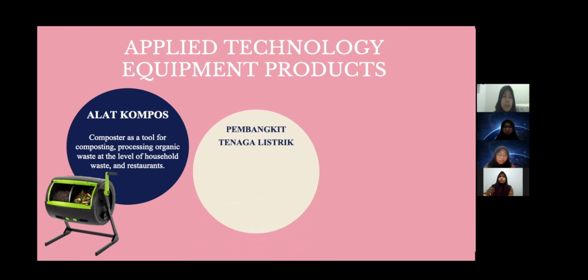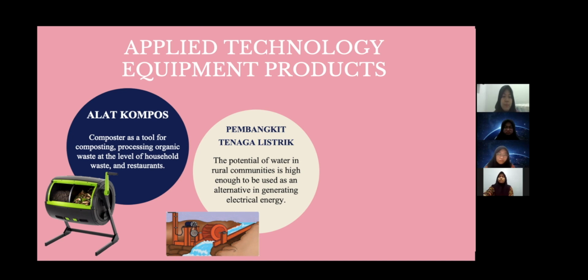And second one is pembangkit tenaga listrik. The potential of water in rural communities is high enough to be used as an alternative in generating electrical energy. Sebagai contohnya itu adalah pembangkit listrik tenaga mikrohidro atau PLTMH. Adalah pembangkit listrik yang menggunakan tenaga air sebagai sumber energi dalam menghasilkan energi listrik.